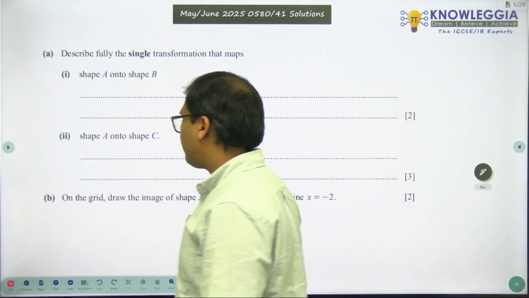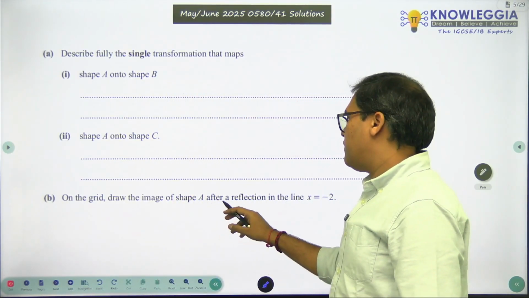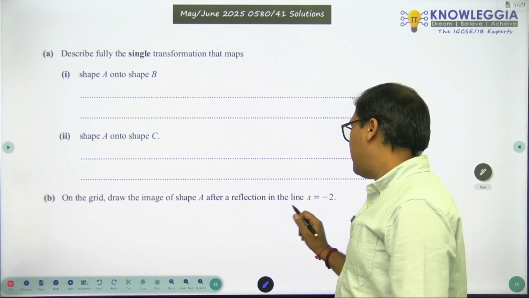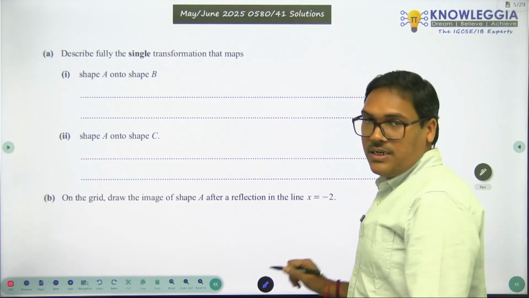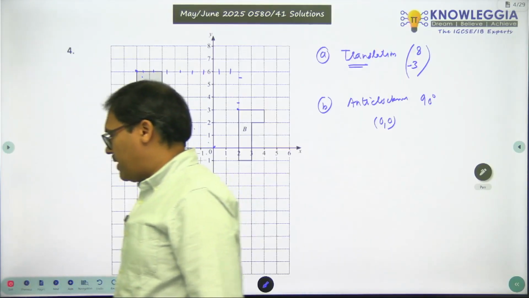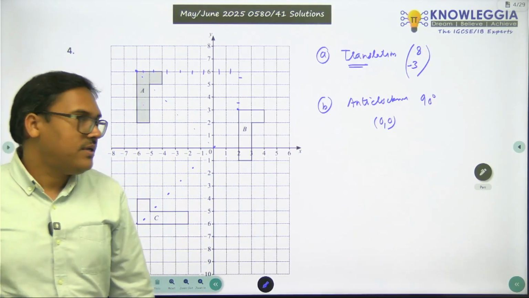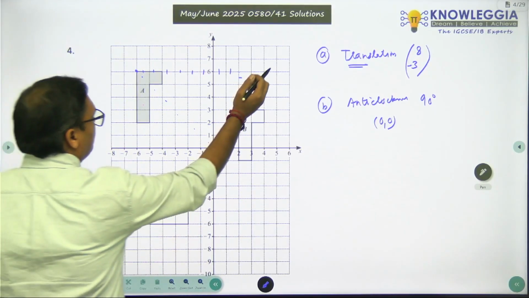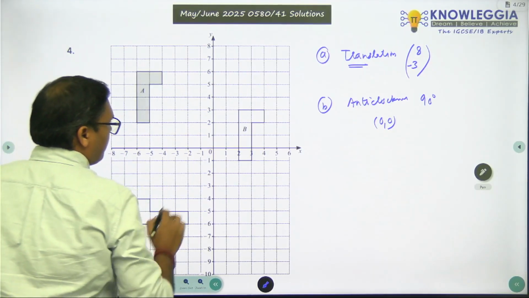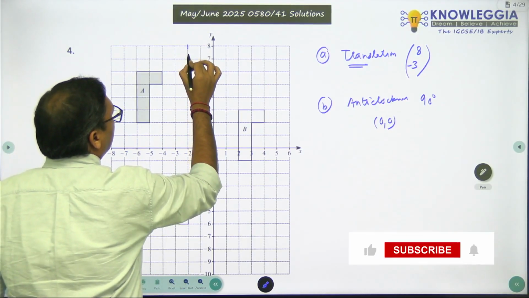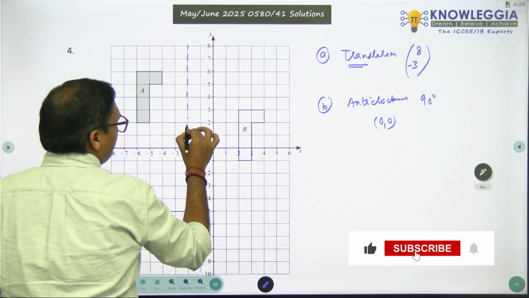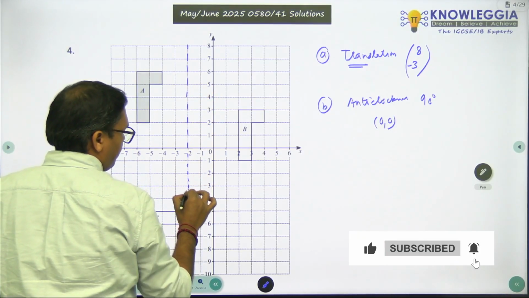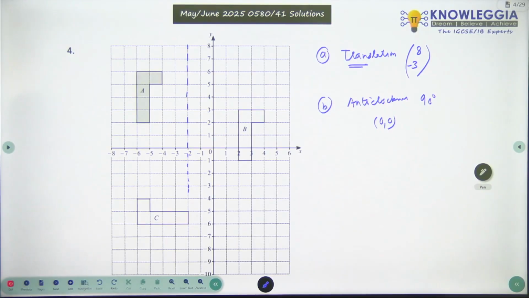Now the next one: on the grid, draw the image of shape A after a reflection in the line x equal to minus 2. So you have to take the reflection in x equal to minus 2. Where is x equal to minus 2? This is the vertical line, x equal to minus 2. This is the mirror. Now you have to draw the mirror image.